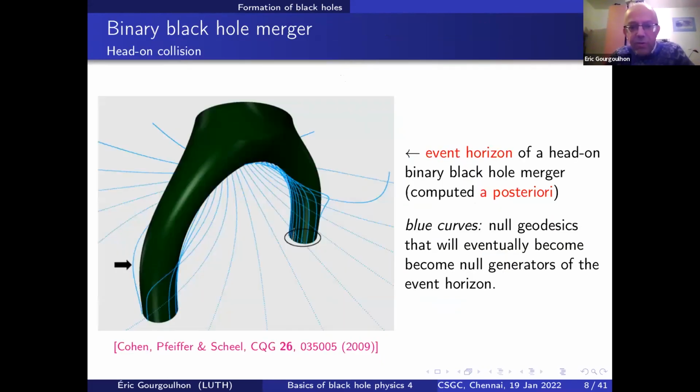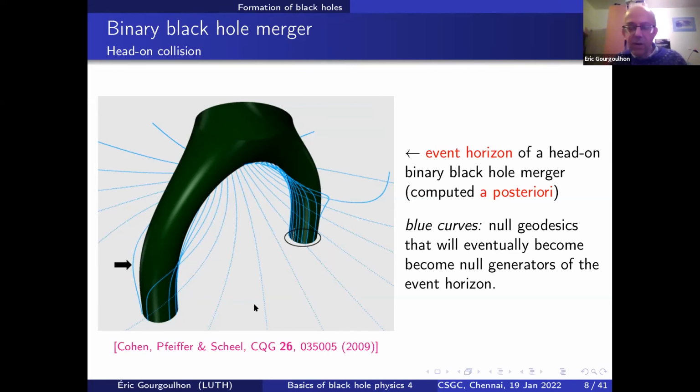So another way to form a black hole is to get a black hole from smaller ones by the merger of two small black holes. They will give birth to a larger black hole. So this has been observed now, as you know, with gravitational wave detectors. Actually, this was even the first source of gravitational wave astronomy. But it has been computed before by means of numerical relativity.